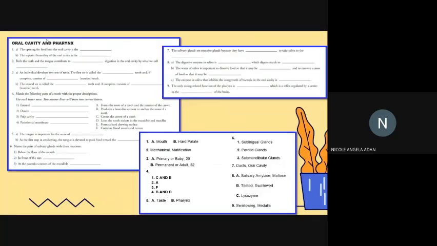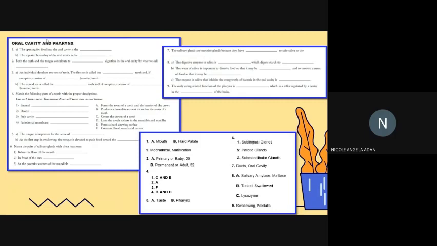Next is oral cavity and pharynx. Number 1. A. The opening for food into the oral cavity is the mouth. B. The superior boundary of the oral cavity is the hard palate. 2. Both the teeth and the tongue contribute to the mechanical digestion in the oral cavity by what we call mastication. Number 3.